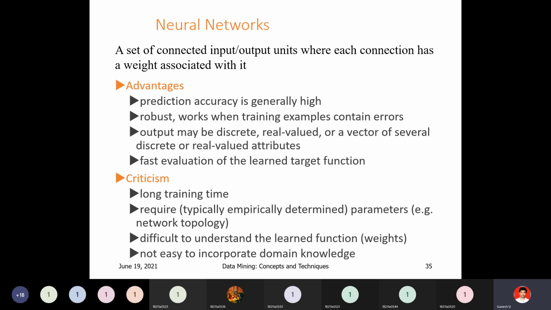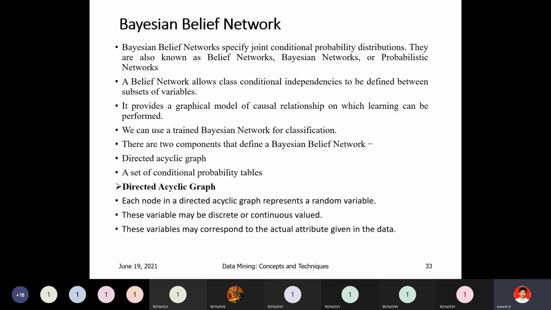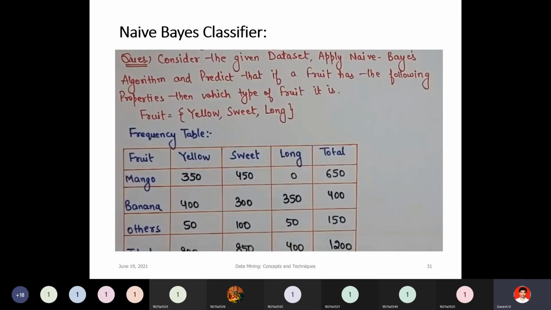So this is the neural network. We will see backpropagation, classification by backpropagation, later. In this class we will see only the Bayesian belief network, so you have to understand it clearly. Next, the naive Bayes classifier, that you have to clearly understand.